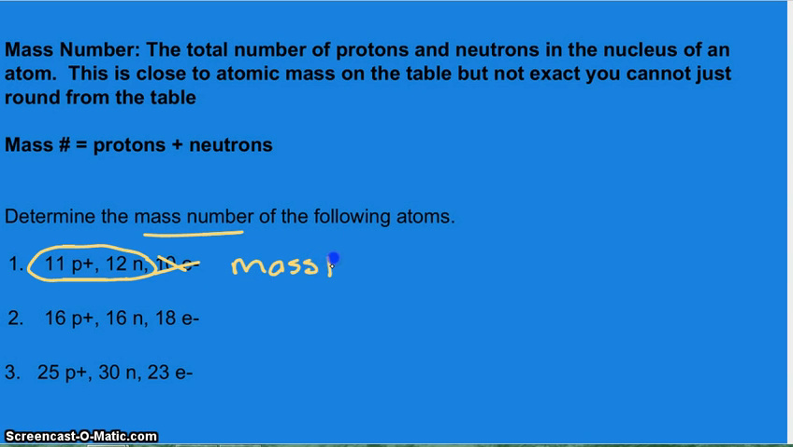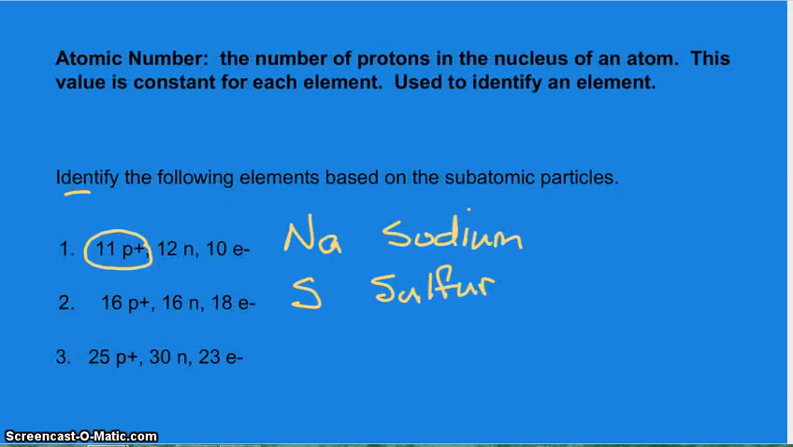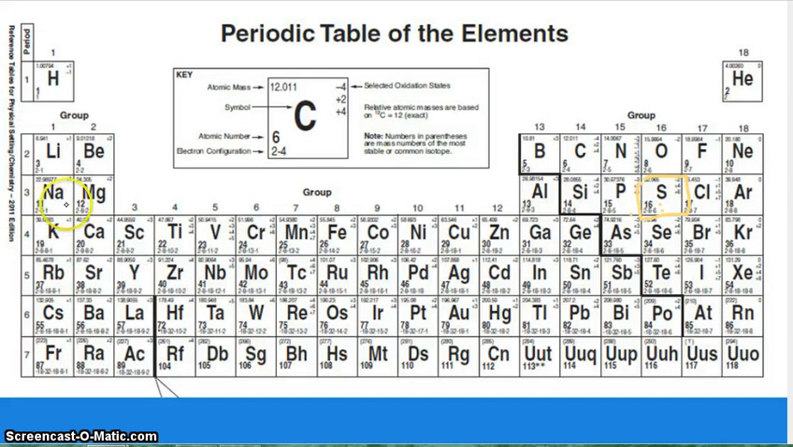So in this case, our mass number is going to be equal to 11 protons plus 12 neutrons. So our mass number is 23 atomic mass units. And let's go back and look at that element on the periodic table. It's number 11, it's sodium again. And you see how it came up to 23.